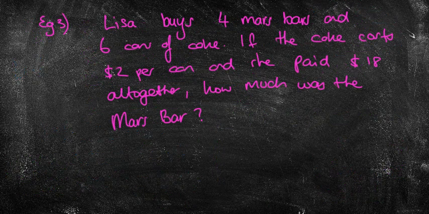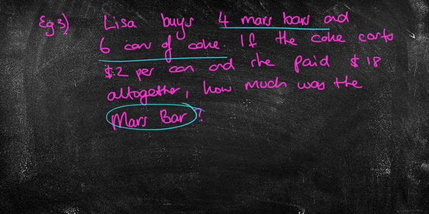Okay, one last question again. Write the question out, pause it, have a go at it, and then see if you're right. Okay, what did you come up with? Lisa buys 4 Mars bars and 6 cans of Coke. Okay, so I've got my 4 Mars bars, my 6 cans of Coke. If the Coke cost $2 per can and she paid $18 altogether, how much was the Mars bar?